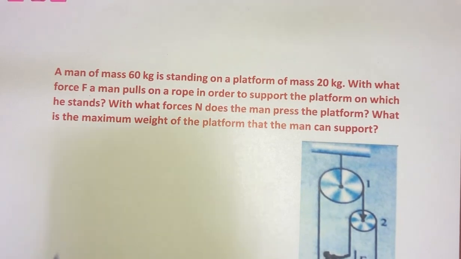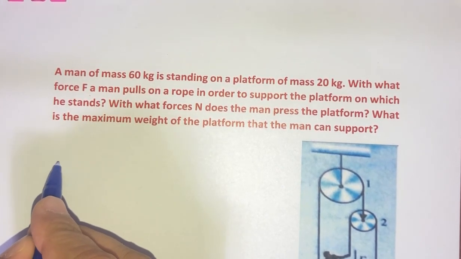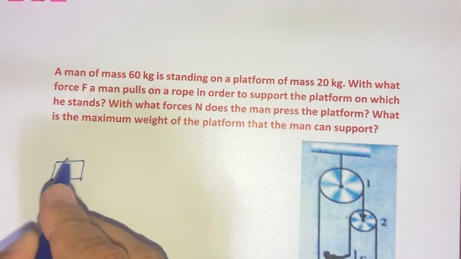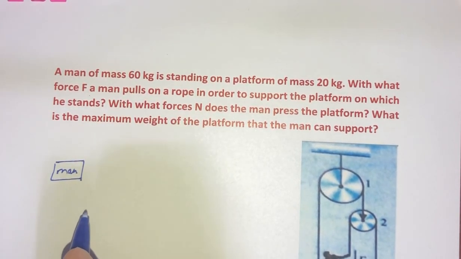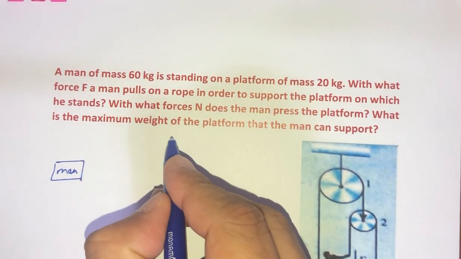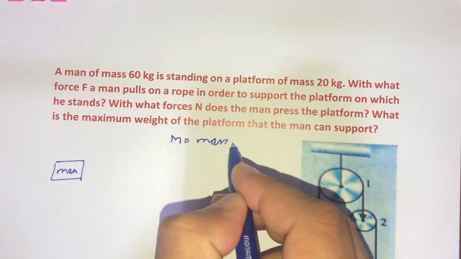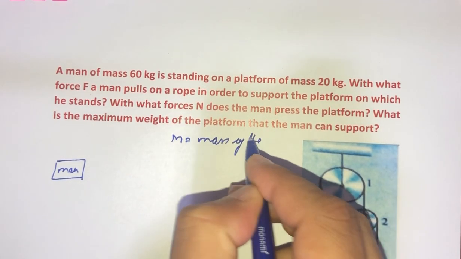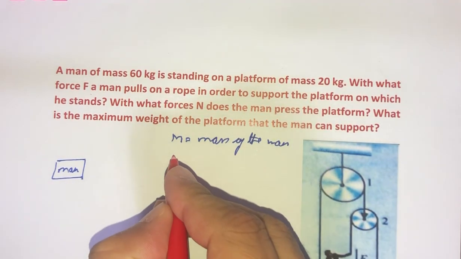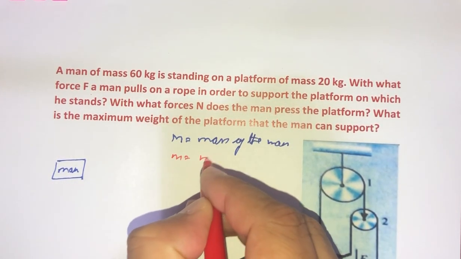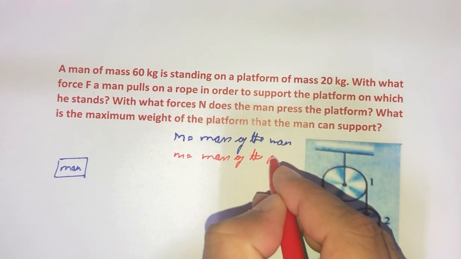Okay, suppose this is the man, and we say that capital M is the mass of the man and small m is the mass of the platform.